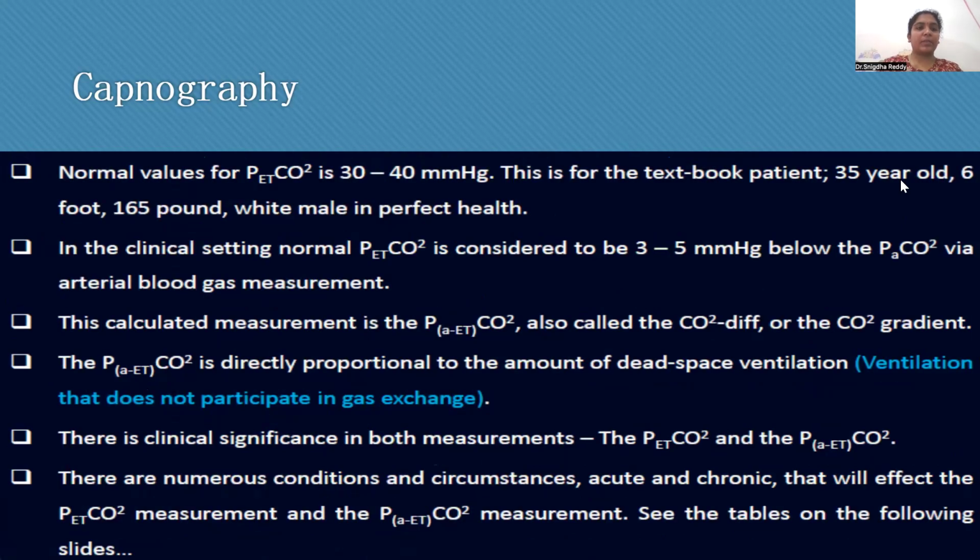There is a difference between the partial pressure of carbon dioxide in exhaled gas and the partial pressure of carbon dioxide in the arterial sample. The difference is around 3 to 5 mmHg. It is called the carbon dioxide difference or carbon dioxide gradient. The difference is directly proportional to the amount of dead space ventilation. There is clinical significance in both measurements, that is EtCO2 and the gradient.